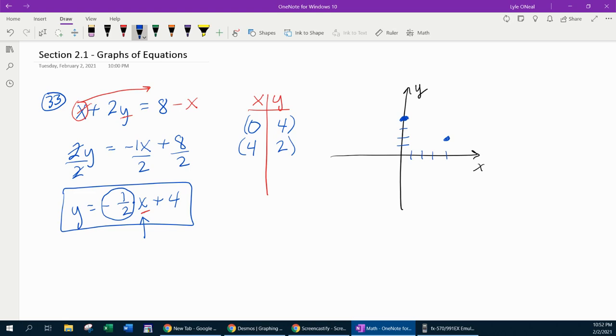Fourth step, okay? Connect the dots. So if you need me to run through those 4 steps again, those 4 steps are: isolate the y, create a table of values, plot the points, and connect the dots. And that's how we're going to graph pretty much every example in this lesson. And it'll work for most every equation. And that's going to do it for number 33.